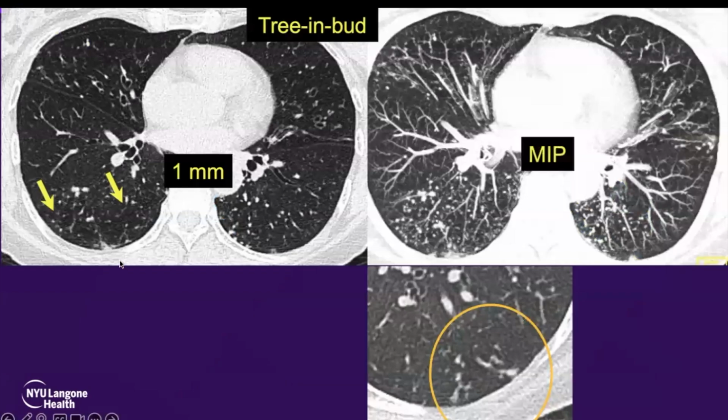Here's an example of tree and bud opacities with small solid nodules that are clustered, and we can better see this on maximum intensity projection imaging, which is the method to view thin section data in thicker sections and display the brighter voxel. We can see the relationship of the nodules far better. And here is a close-up of the clustered solid centrilobular tree and bud nodules in a patient with NTM.